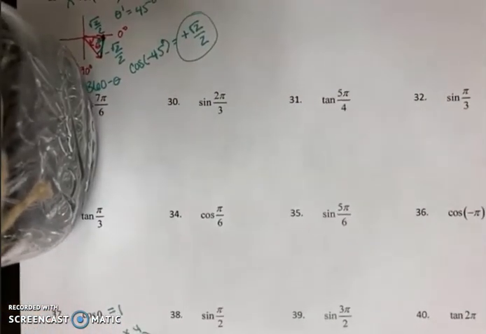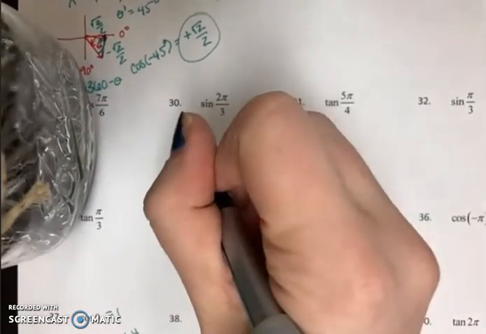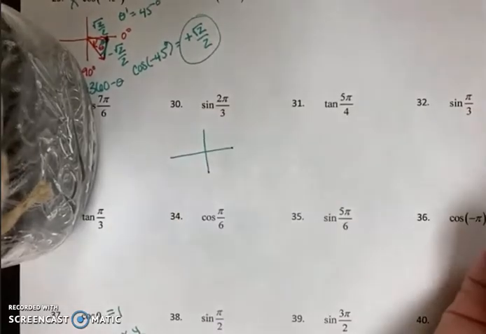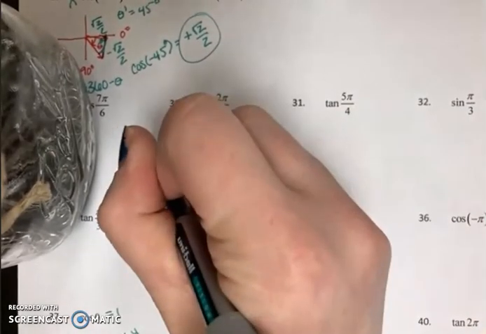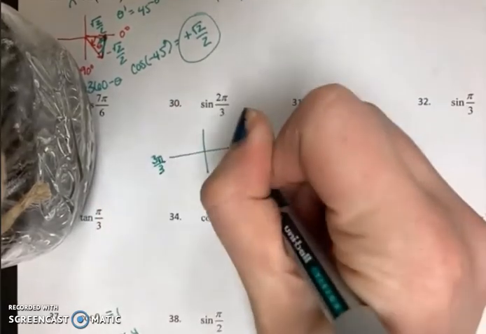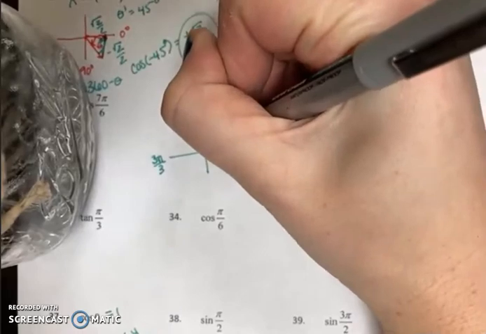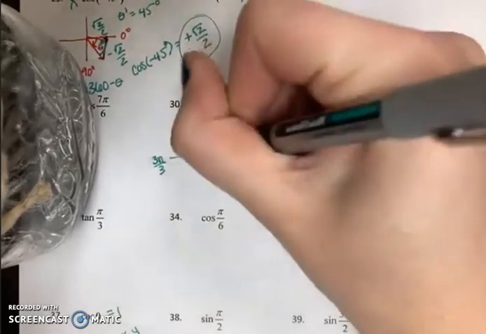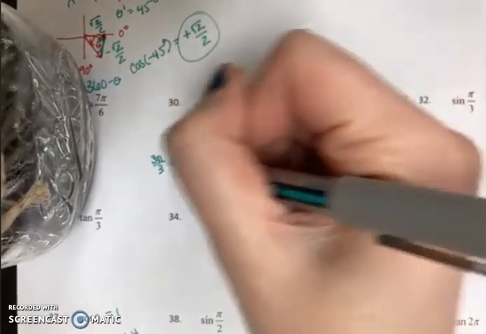I have time to do one more. I'll just do one more with you. How about we do number 30. So number 30, I have sine of 2 pi over 3. So this is 0, this is 3 pi over 3, this is 6 pi over 3. I know because of my unit circle, 2 pi over 3 is right here, because here's 1 pi over 3, 2 pi over 3, 3 pi over 3.